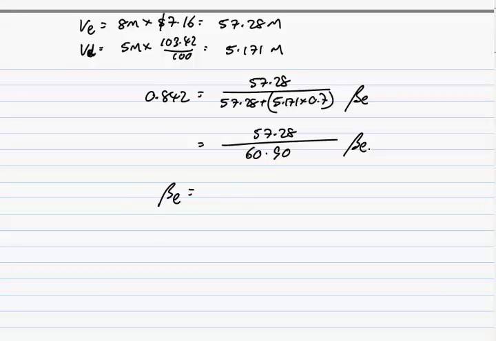So to get BE, take the 0.842, multiply both sides by 60.9 and divide by 57.28, giving an equity beta of 0.895.